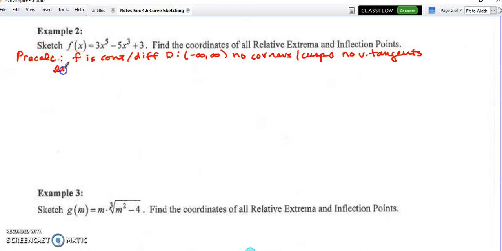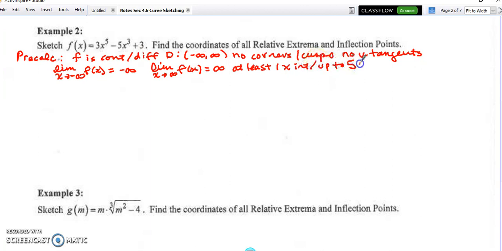We know that the limit as x goes to negative infinity of f of x will be negative infinity, and the limit as x goes to positive infinity of f of x, our end behavior, is going to be infinity, that positive lead coefficient, odd degree, so they're opposite directions and it's in an increasing fashion. We know that there is at least one x-intercept and up to 5 x-intercepts.